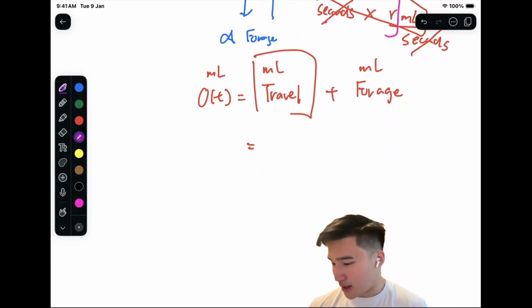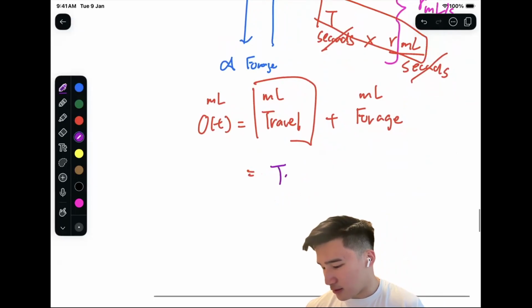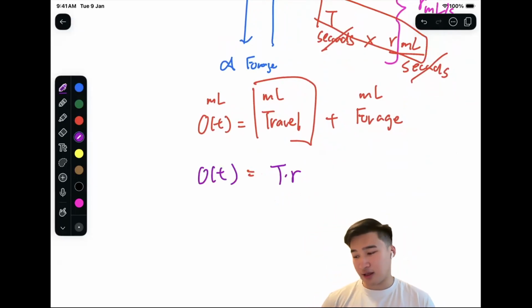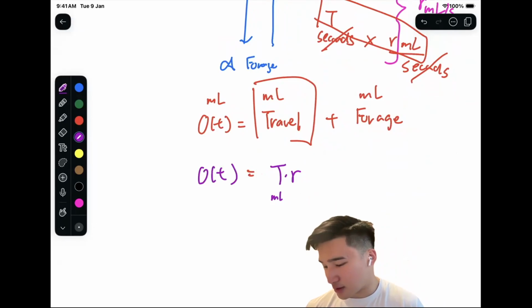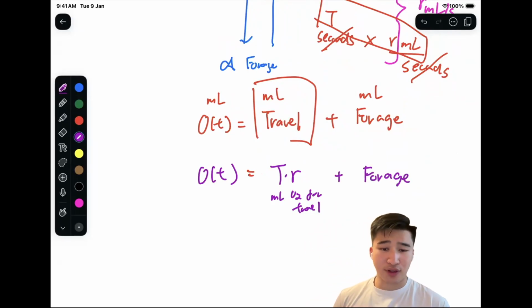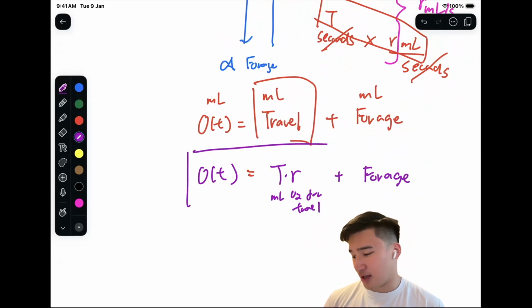So we can use a different pen for this one. We can use TR, right? It's going to be OT equals TR, where TR is the milliliters of O2 for travel. And we also have forage. We're going to come back to this in a bit and explain it a little bit more, okay?